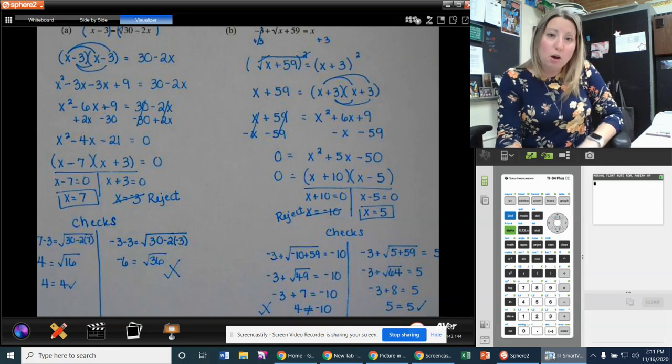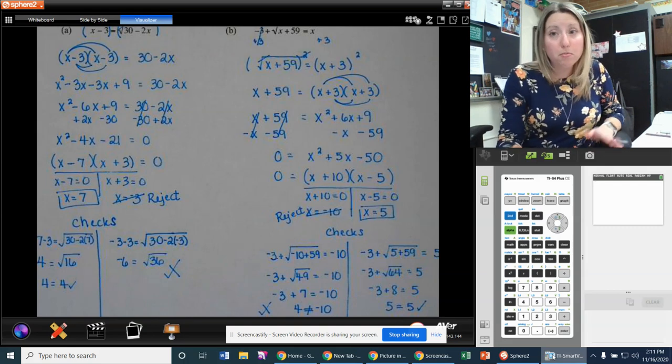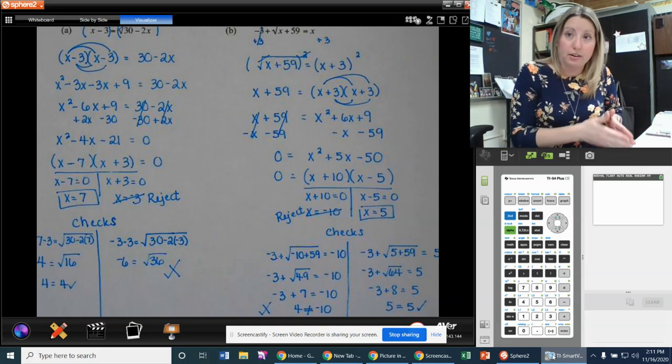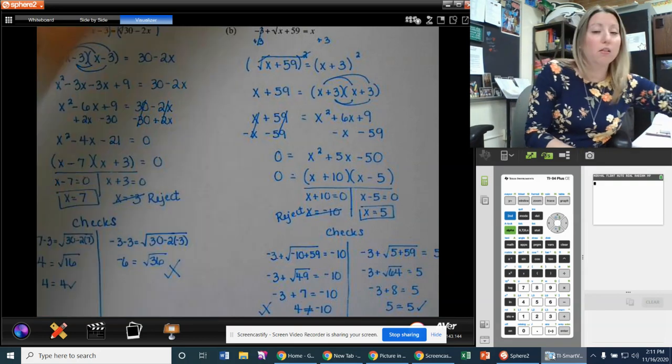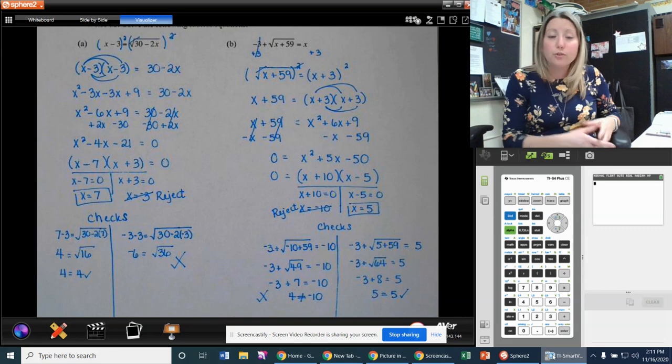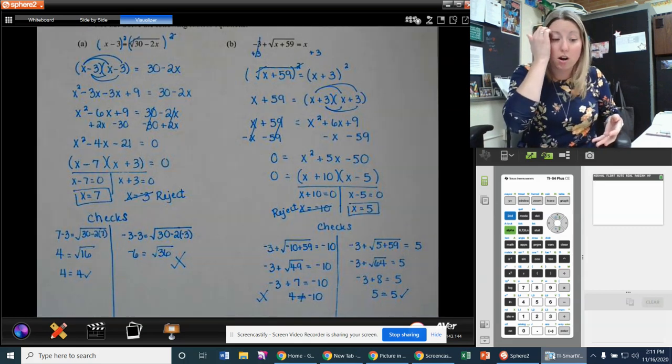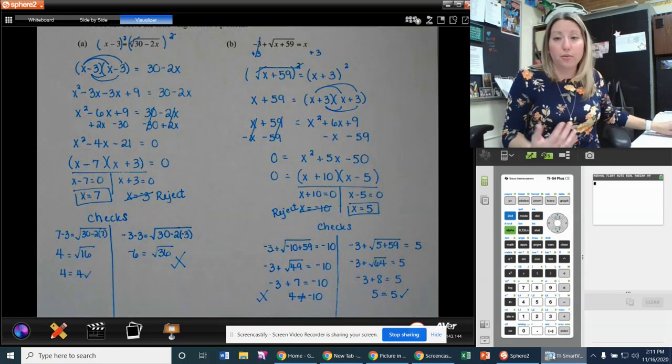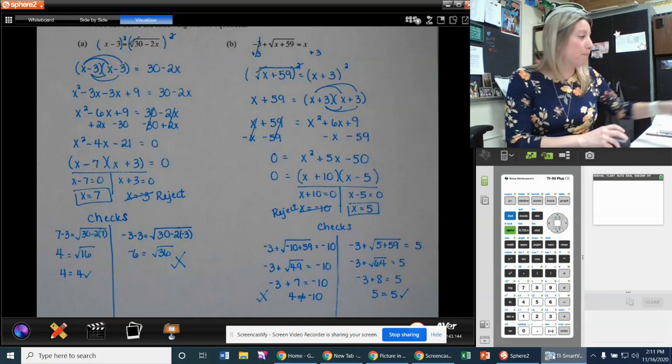Do you have to write out the checks? No. Do you have to do them? Yes, because you never know what you're going to end up rejecting. A lot of times you do end up rejecting negative answers, but it's not always. So you have to check to make sure you know whether or not you're keeping your answers at this point.